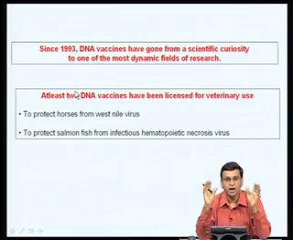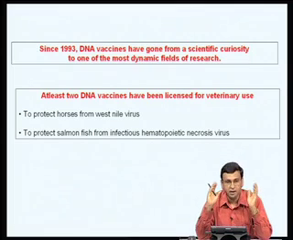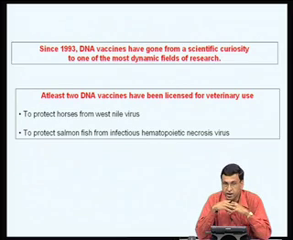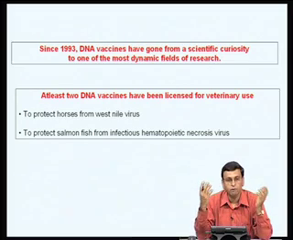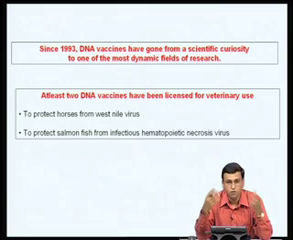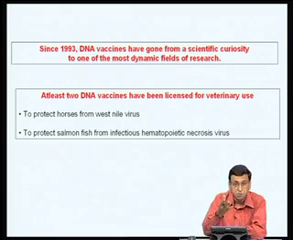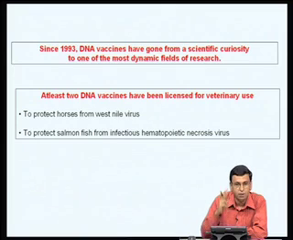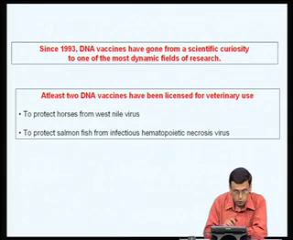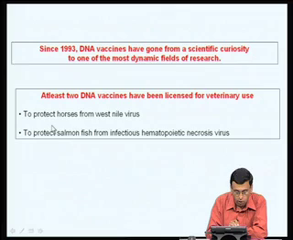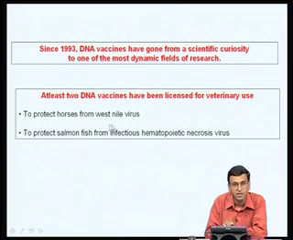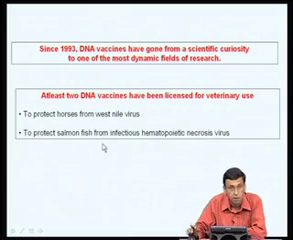So, an area of research which began in 1993, when the first paper on DNA vaccination was published, created a lot of euphoria and optimism. But the question is, in addition to all these publications, did any DNA vaccines really come out into the market? As I speak today, at least 2 DNA vaccines have been licensed, but both are for veterinary use. One has been licensed for use in horses for protection against West Nile virus, and another for protection of salmon.